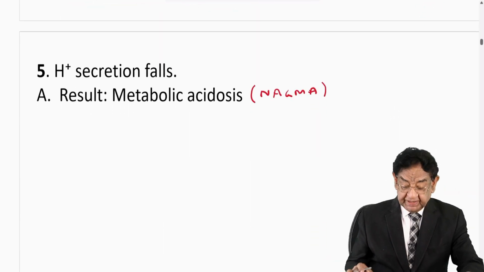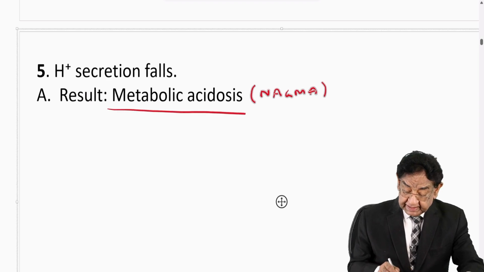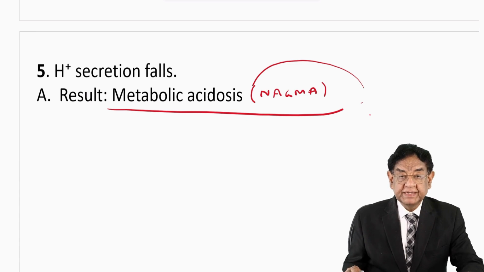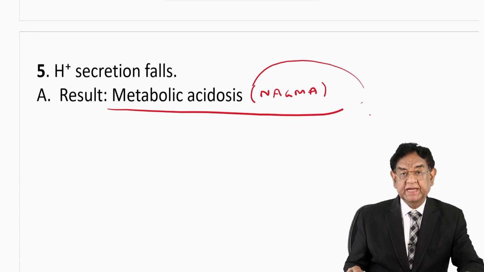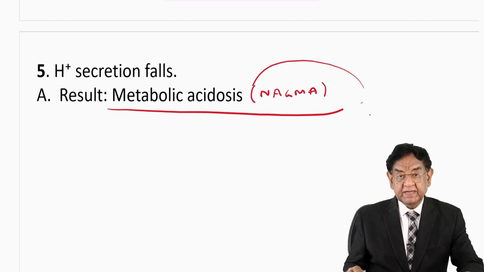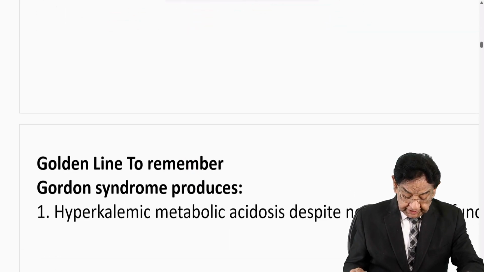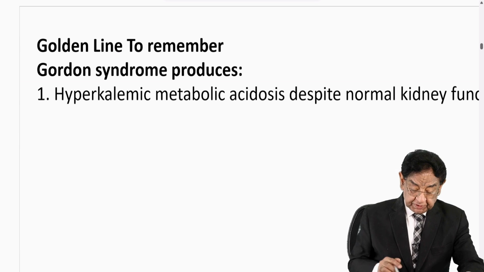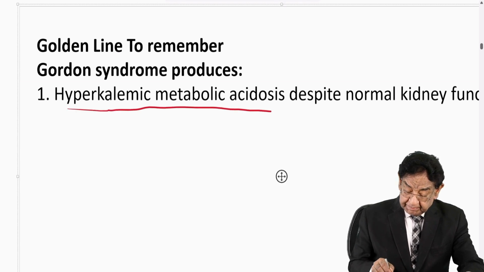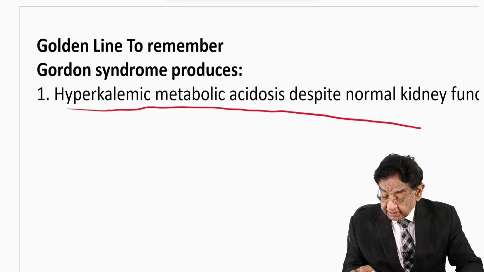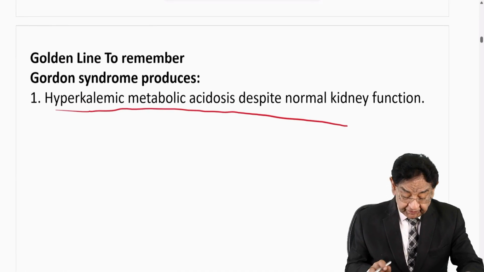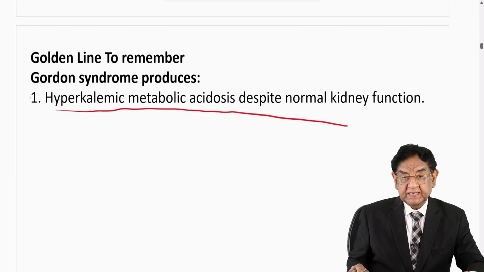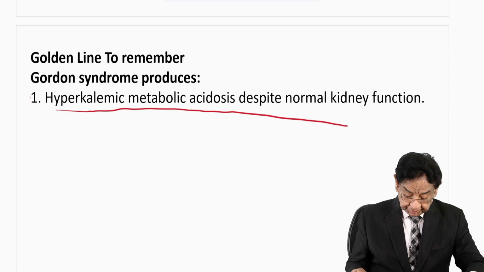H ion secretion fail, that leads to non-anion gap metabolic acidosis, so-called NAGMA. These basic concepts are already clear to you. So having learned the basic physiology and pathophysiology, the golden line to remember about Gordon syndrome: this produces hyperkalemic metabolic acidosis despite normal kidney function. There is no problem in kidney function as such, but still it produces hyperkalemia.